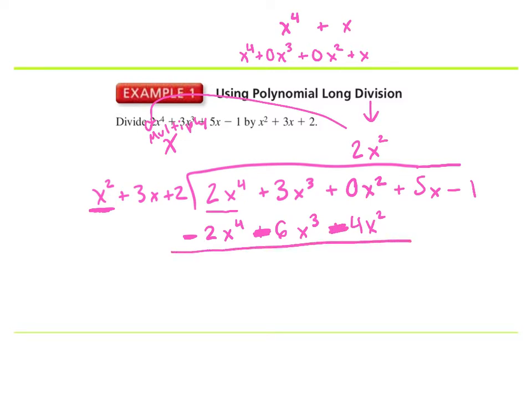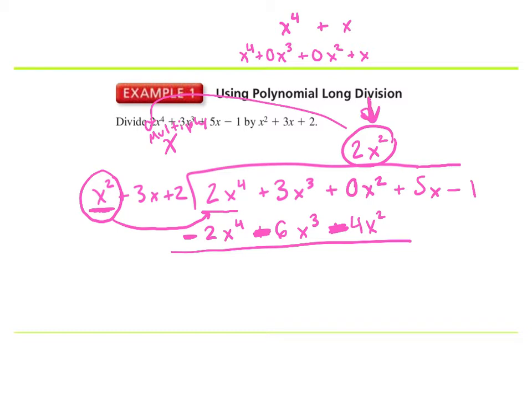Wait, Miss Carter. Yes. I'm confused. How are you getting the square numbers? So I multiplied this number with all of these. But where did you get that? Like, why isn't it 2x to the 4th power? Because to find that 2x squared on top, we needed to see what can we multiply by x squared to give us 2x to the 4th. And that's how we got this one.